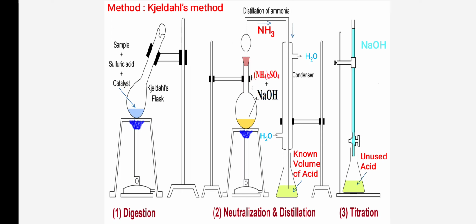So every time add 2 to 3 drops, right? Dip the blue litmus paper. If it changes to red again, then again add NaOH. Continue the same process. After some time, you will find that the blue litmus paper does not change to red, blue remains blue. It indicates the acid is completely neutralized due to the addition of NaOH. Stop the titration and see the burette reading. From the burette reading, you will get the amount of NaOH that was added in the conical.